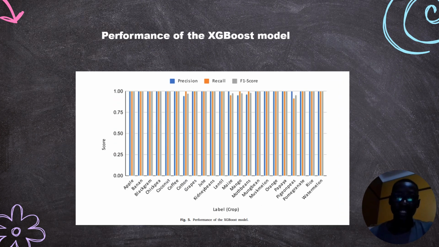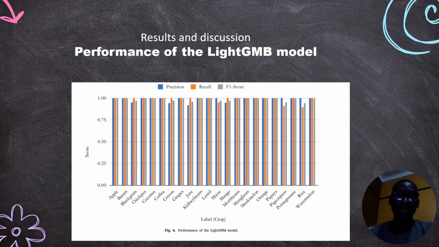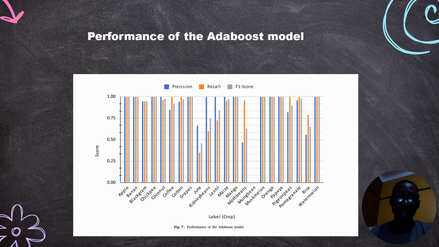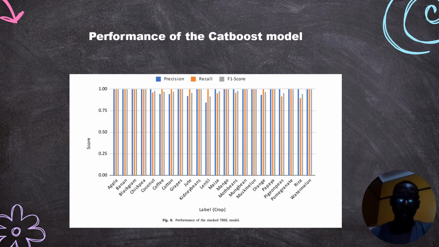Then we can look at the XGBoost model as well. Then we can look at the performance of the LightGBM model. This is how it is, score against crops. Then the AdaBoost, that is how it looks like. Then the CatBoost model, and that is how it came out. Remember, we are considering the three metrics, that is precision, recall, and F1 score.